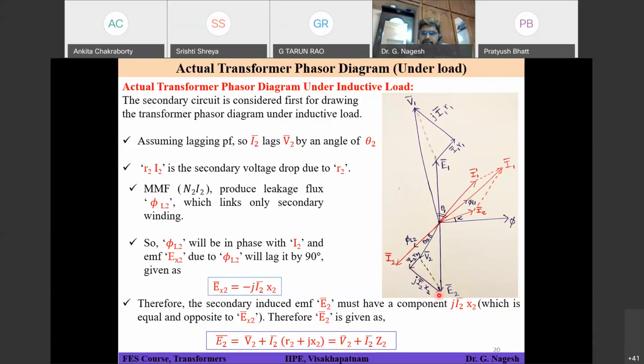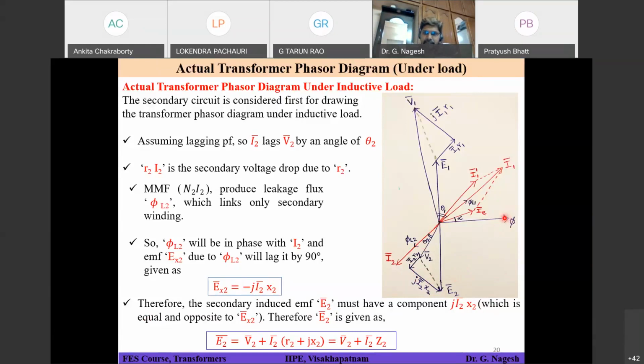You are understanding or not? Sir, EX2 equal to minus J I2 X2. Why, sir, minus? Okay. So EX2 is some voltage drop. You are clear, right? Right.